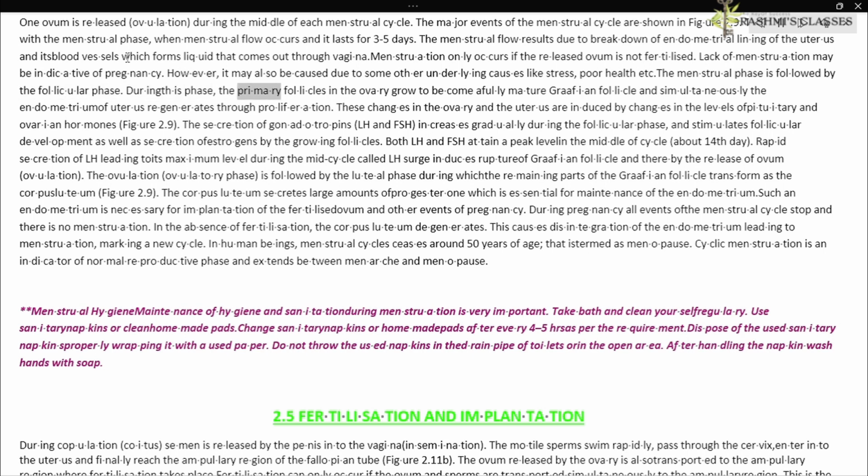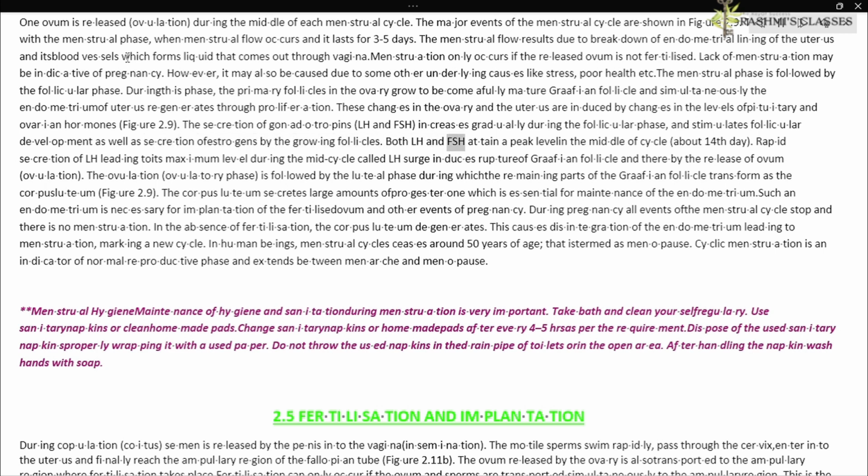During this phase, the primary follicles in the ovary grow to become a fully mature Graafian follicle, and simultaneously the endometrium of the uterus regenerates through proliferation. These changes in the ovary and the uterus are induced by changes in the levels of pituitary and ovarian hormones, Figure 2.9. The secretion of gonadotropins, LH and FSH, increases gradually during the follicular phase, and stimulates follicular development as well as secretion of estrogens by the growing follicles.